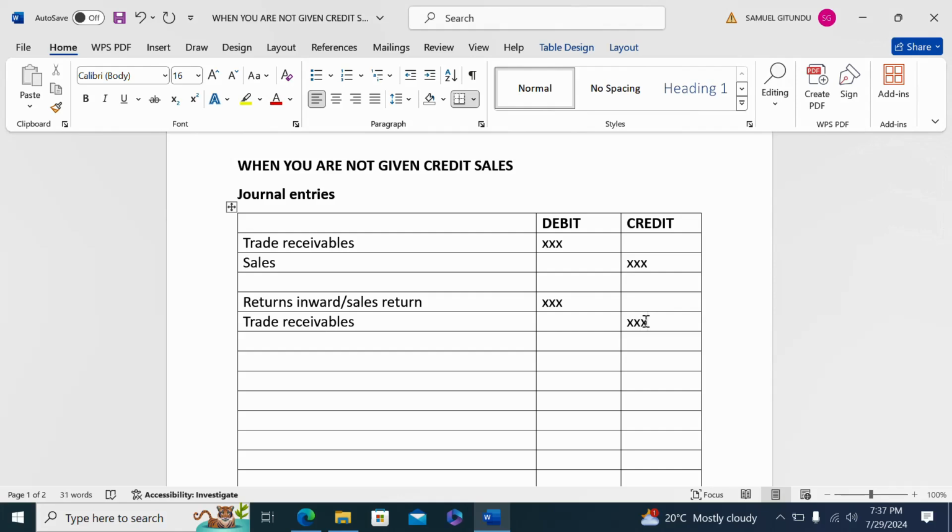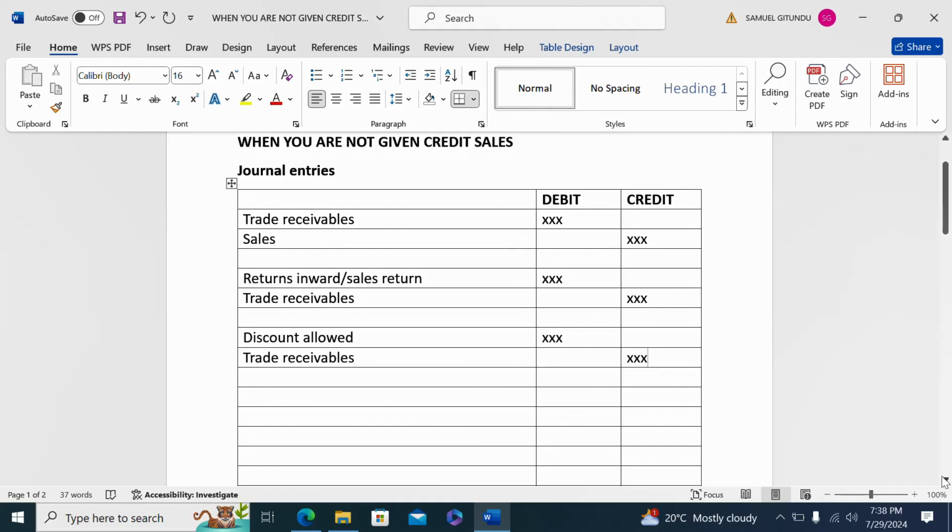What if you had given your customer some discount, which is called the discount allowed, when you were selling the goods? How do you record that transaction? For discount allowed, you debit the discount allowed account, and then you credit the trade receivables account. We continue.